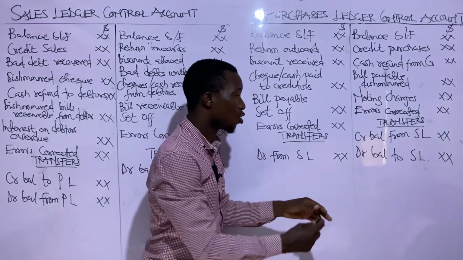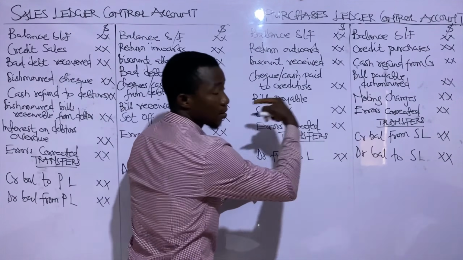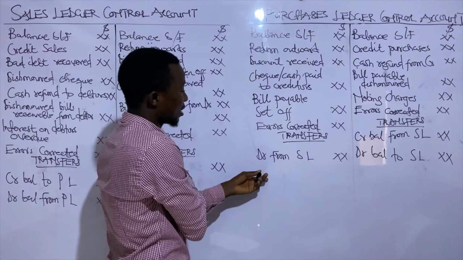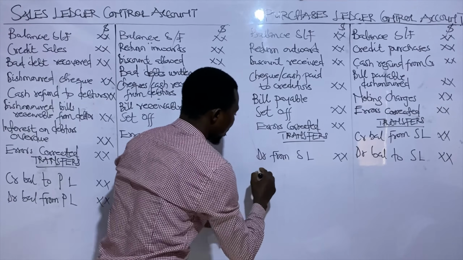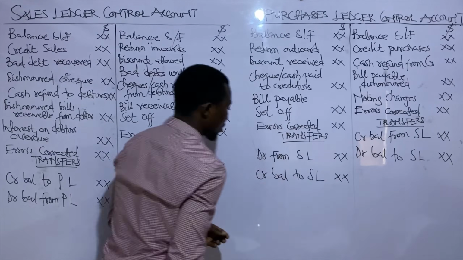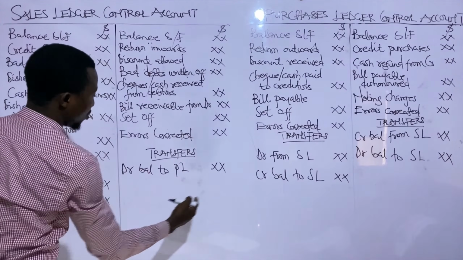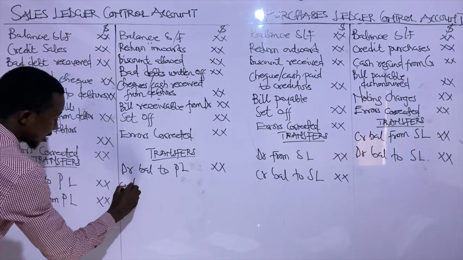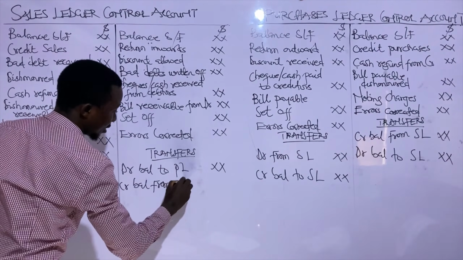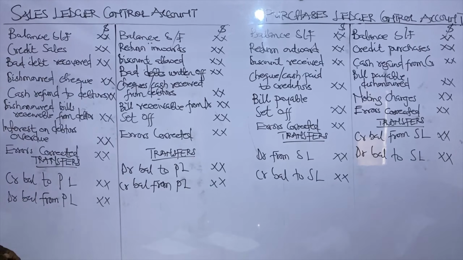If it is a credit balance, we record at the debit side to write off this and then transfer it to the sales ledger. So if it is a credit balance, then we come and say that credit balance to sales ledger is here. So we are making a debit entry. We come to the credit side over here and say that credit balance from the purchases ledger, and it's here. Do you understand this? This is how we do the transfers. You can watch this over and over again and try to enhance your understanding on it.